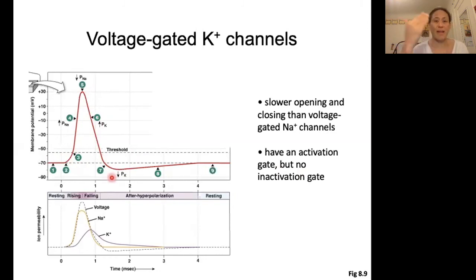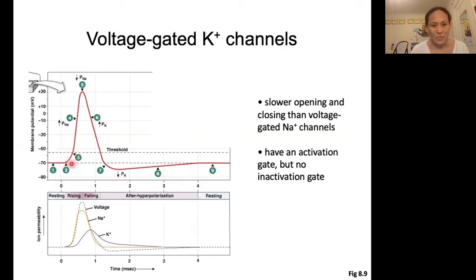Okay, so that activation gate is just behaving in response to the membrane voltage, membrane potential, right? If it gets up to a certain level, it's going to be open. If it's below that level, it's going to be closed, okay? So that's basically it. So thinking about how that fits into the action potential, right?